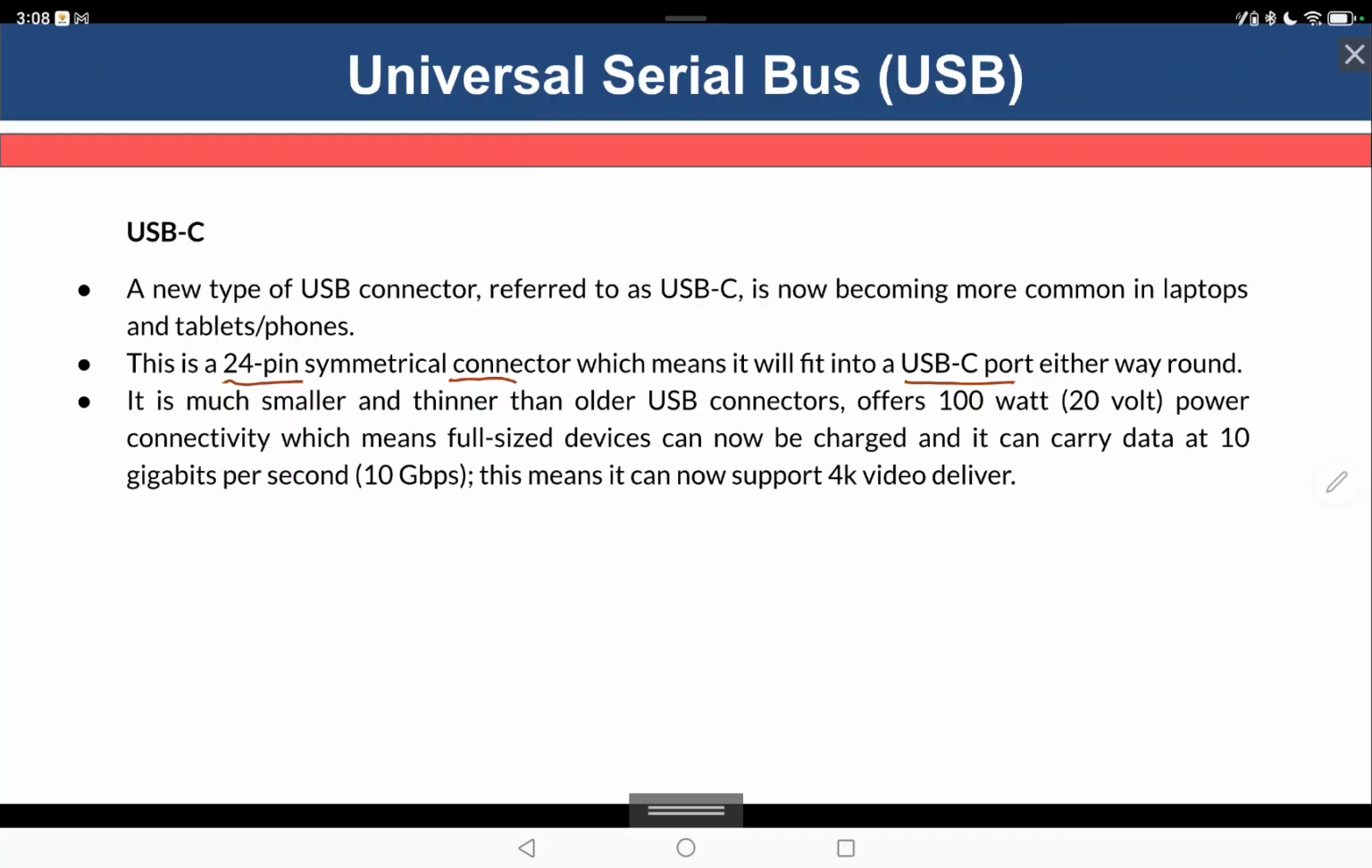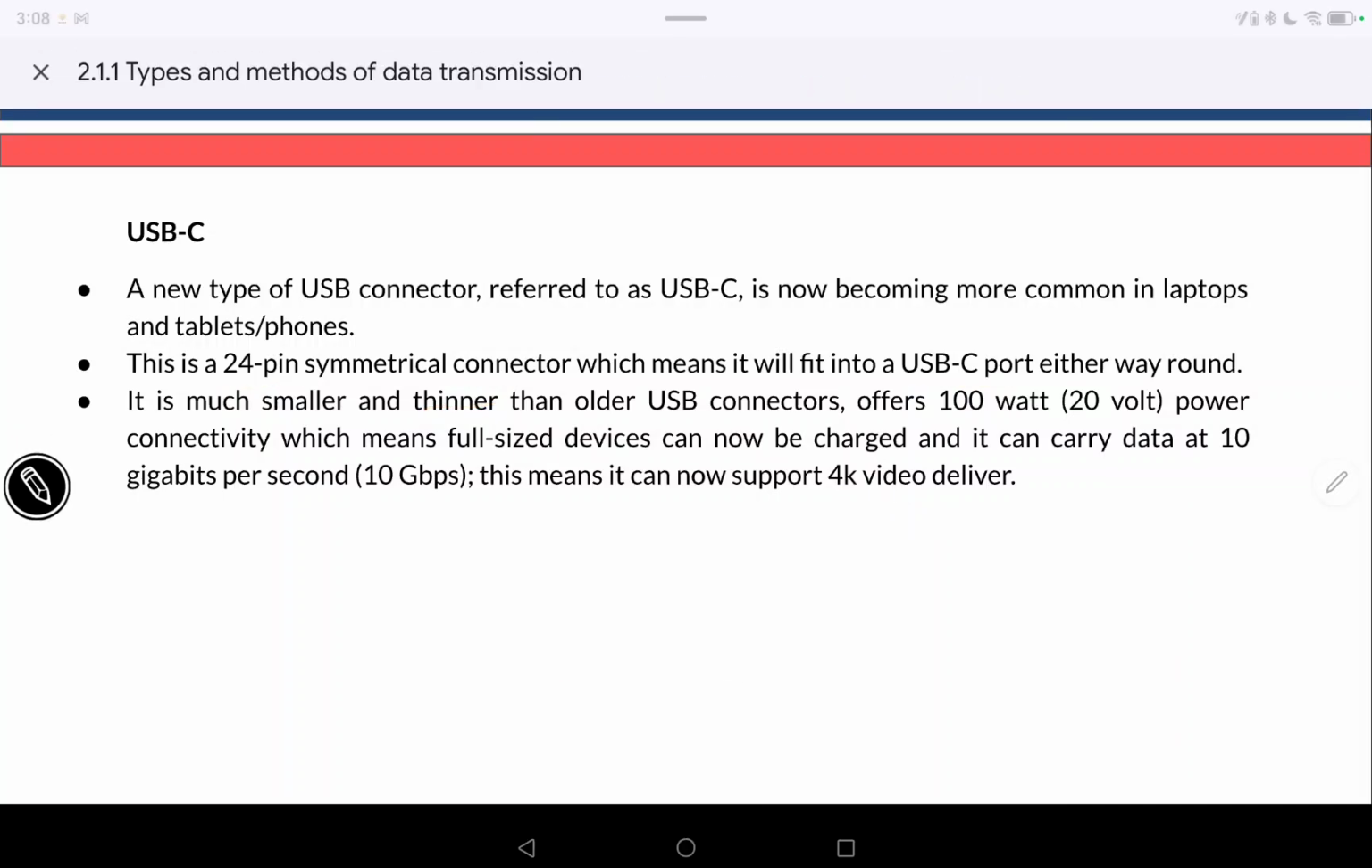So USB-C connectors are smaller, they are thinner, and they are more powerful. So it can even deliver 4K video. Okay, it can support 4K video and it can charge full size devices. You can use a USB-C to charge your devices. So that is all for USB-C.